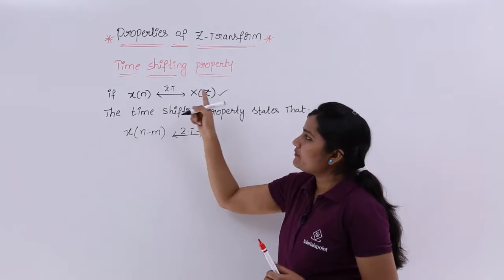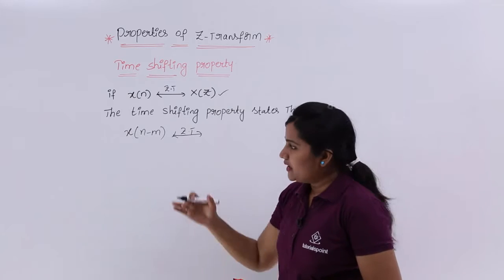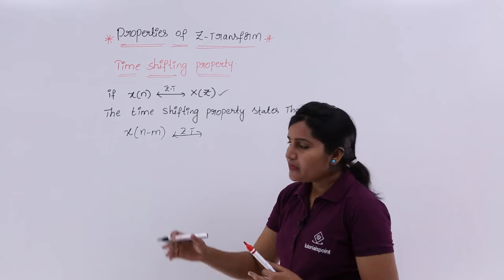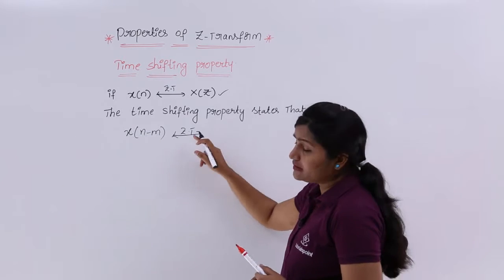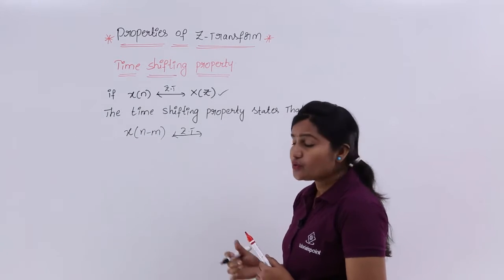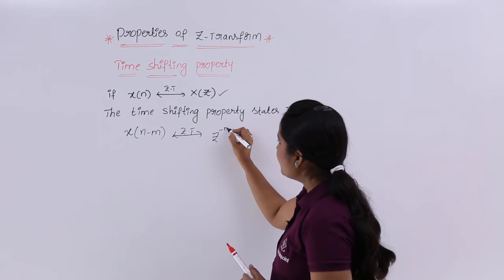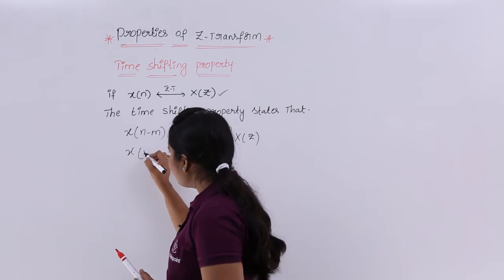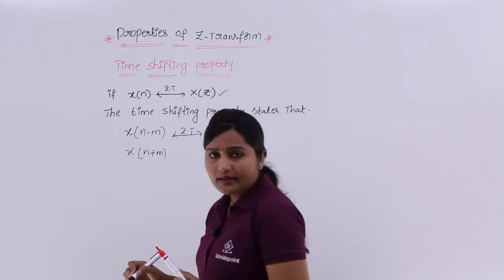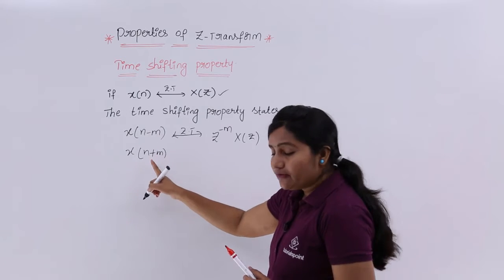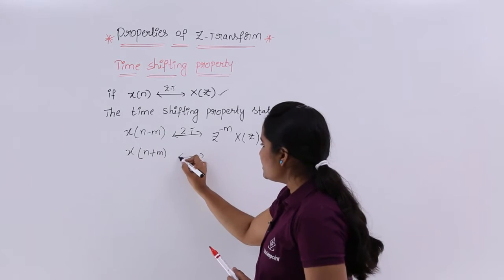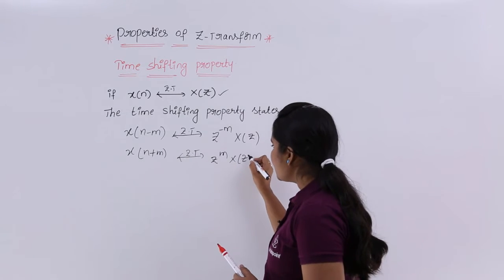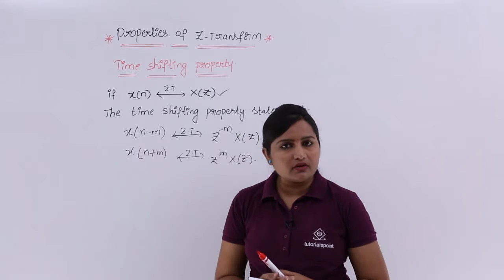Generally, for x of n, the Z transform is x of z. If you are shifting your signal by m to the right, that means x of n minus m, then the Z transform is going to vary like z power minus m into x of z. This is right shifting. If you are shifting to the left, then the Z transform will be z power plus m into x of z. This is the time shifting property of the Z transform.